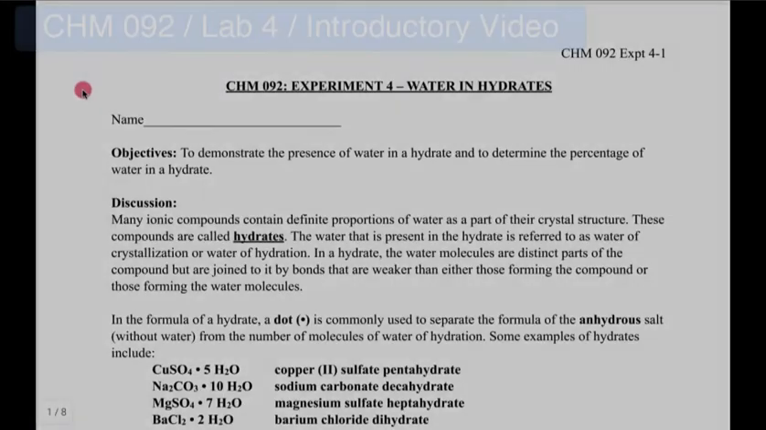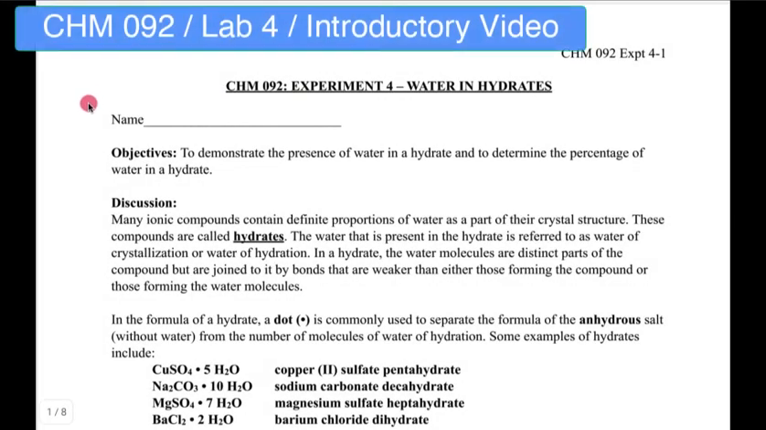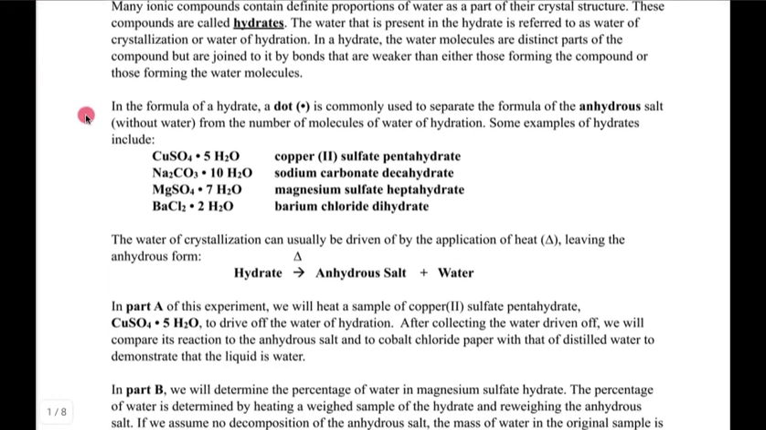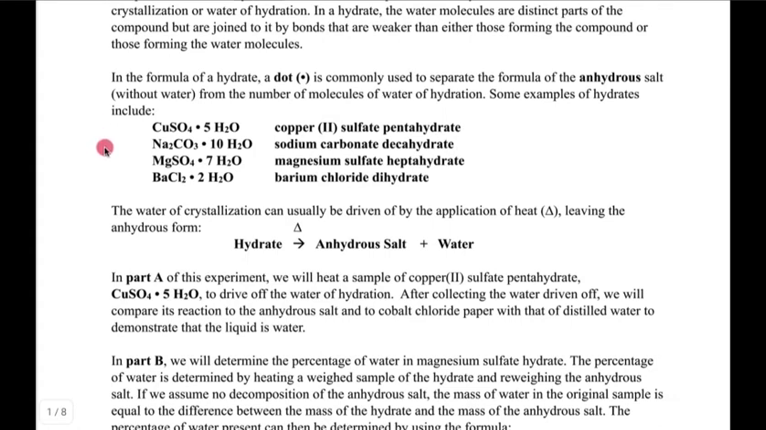In this video, I want to do just a quick intro about experiment 4, water and hydrates. Let's talk about those types of molecules just a little bit. The two specific ones that we'll be using are actually listed here. This is part A, and we'll use the magnesium sulfate in part B. And they're very common, this class of salt.